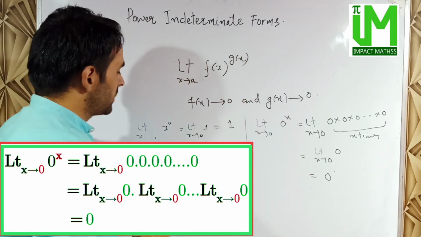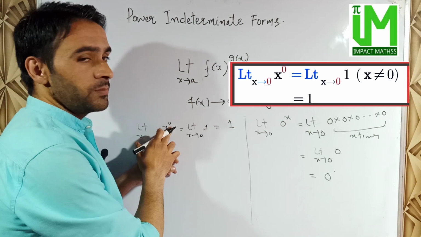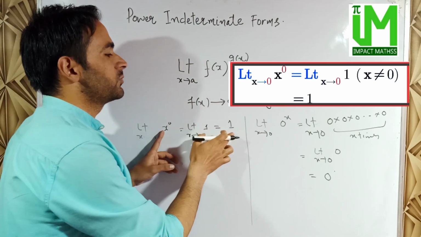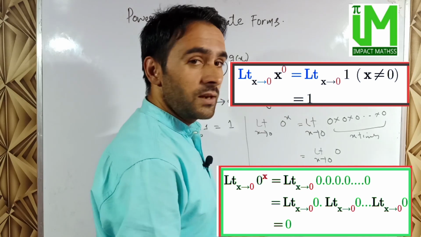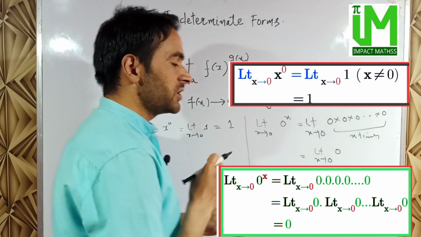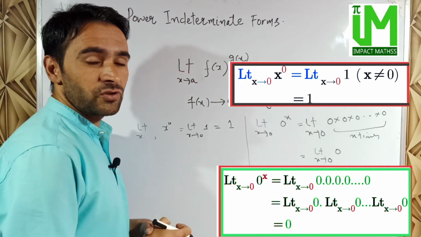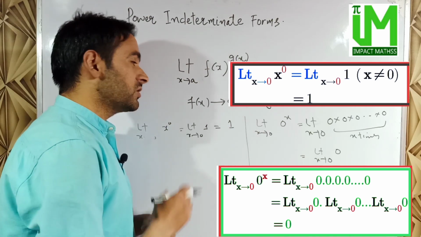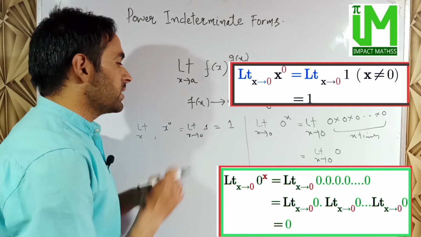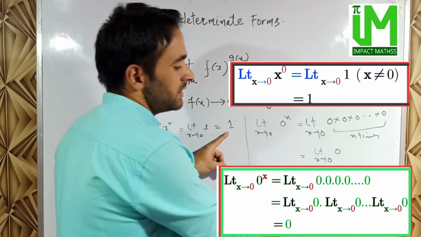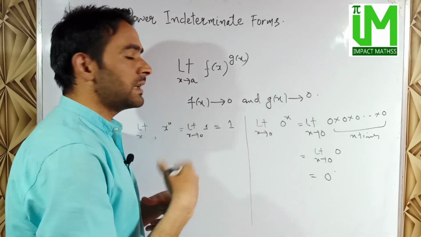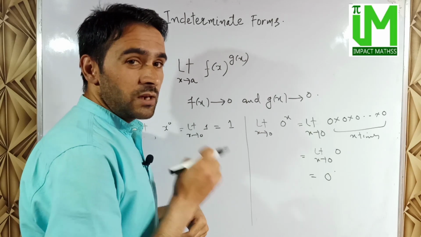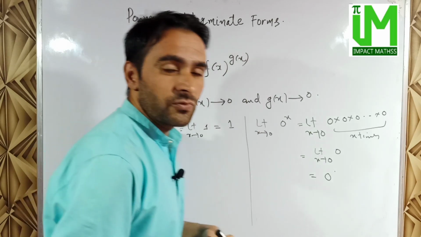So that means if we compute the limiting value of x raised power 0, that is 1, and if we compute the limit of 0 raised power x, that is 0. But both of these forms are 0 to the power 0. So these are both 0 raised power 0 forms. Its value is 1 but its value is 0. That means in both cases a different value came. So that's why these are called indeterminate forms.